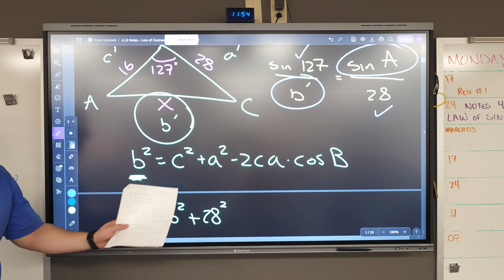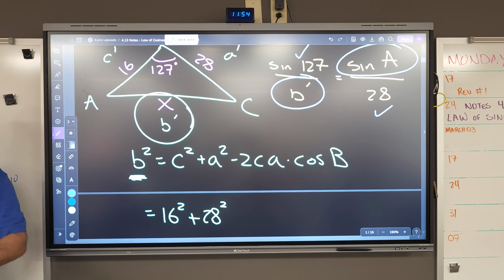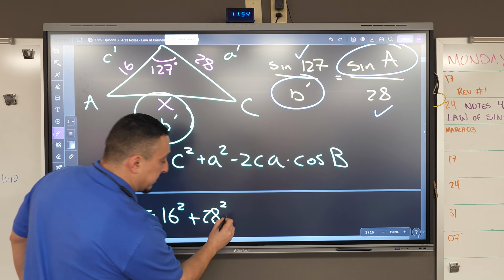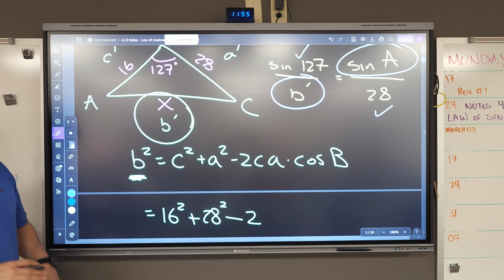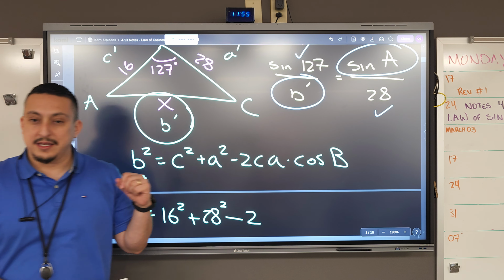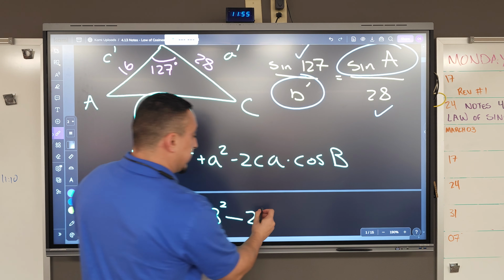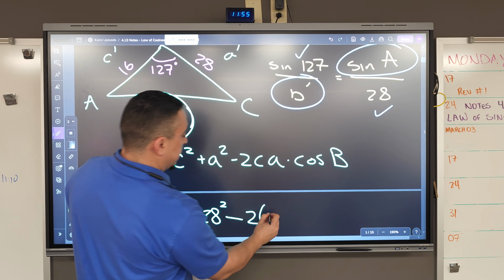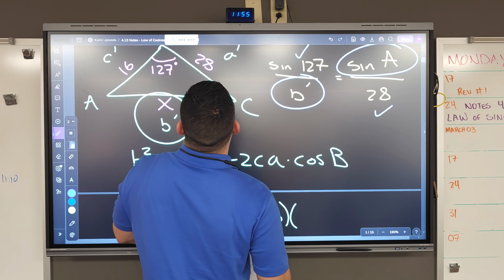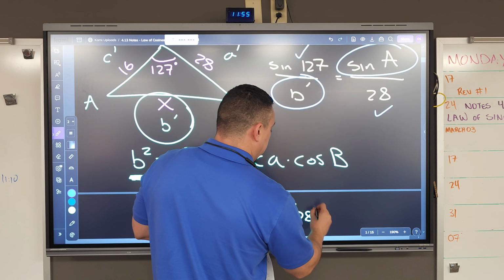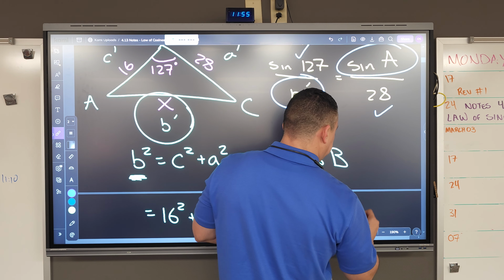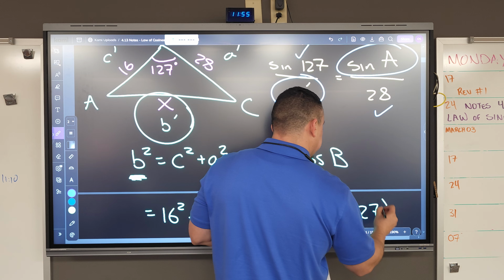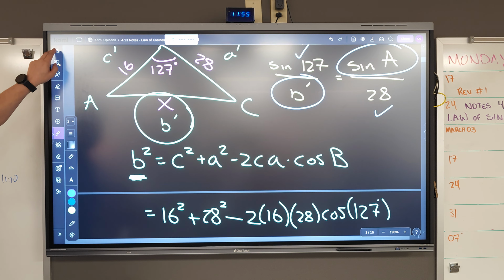Now, is that a minus or a negative sign? Minus, because it's in between two things, like a sandwich. So this is a minus 2. What is happening between the 2 and the C? Times, so you can put parentheses there. C 16, A 28, times cosine of angle B, 127. Now, one more thing though, okay?